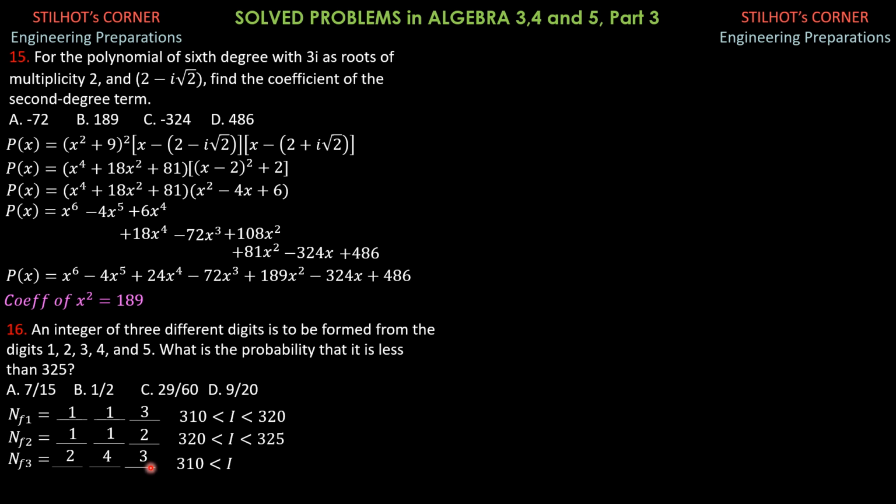So the total number of outcomes is the permutations of 5 different digits taken 3 at a time, or 5 times 4 times 3, or 5P3. That's the same. So it is 60. Therefore, the probability that the three different digits is less than 325 is 29 over 60.